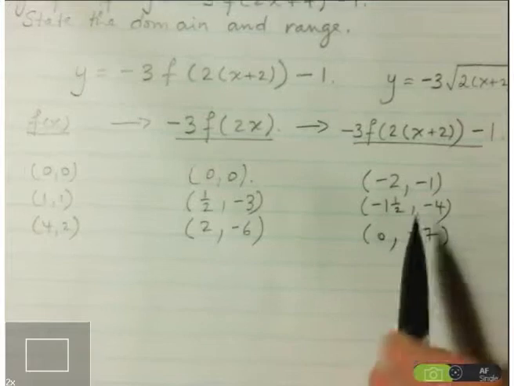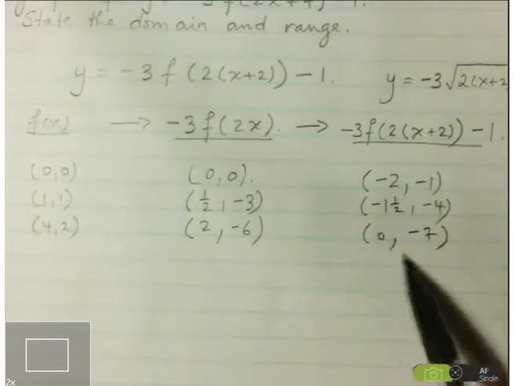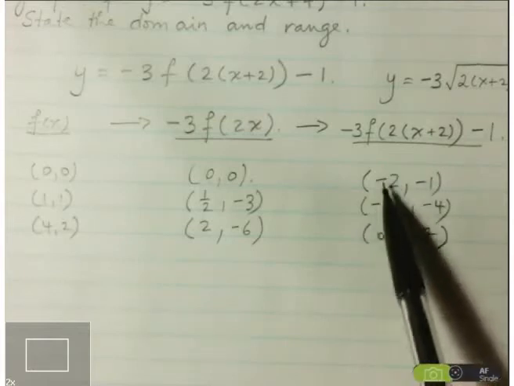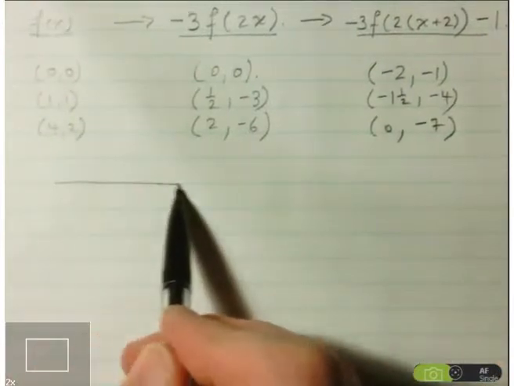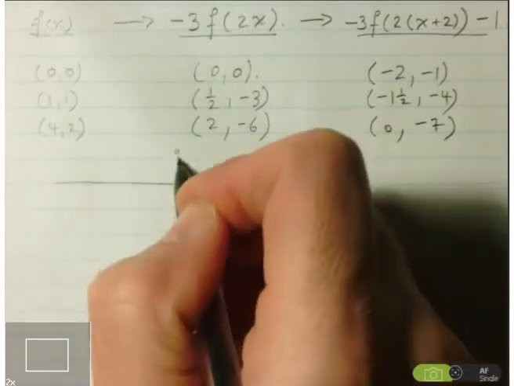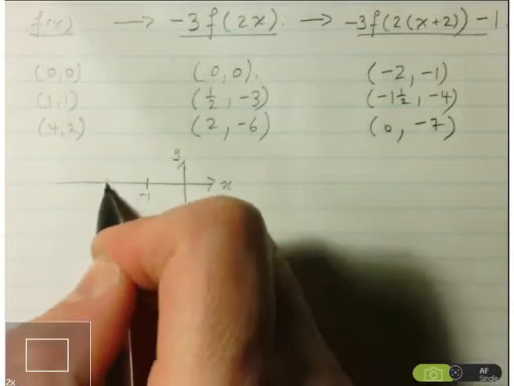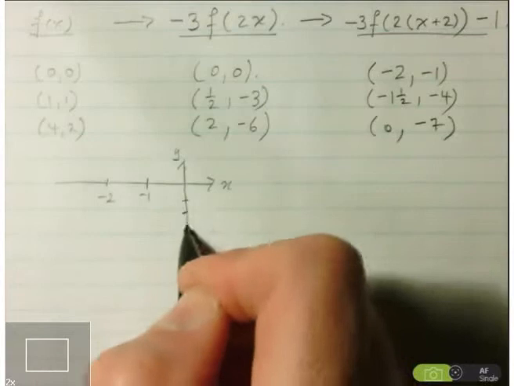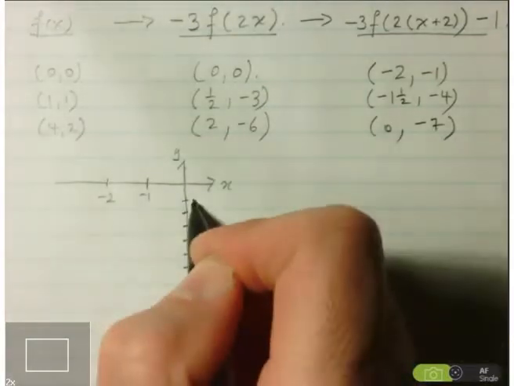Now that we have the points on our transformed function, we can set up our Cartesian plane. So I notice here everything is negative or 0. I have to get to -7 in the y's, but these x's are pretty small. So I'm going to set up my Cartesian plane to model that. Okay, y and x, -1, -2. And then here we have to go 1, 2, 3, 4, 5, 6, 7.